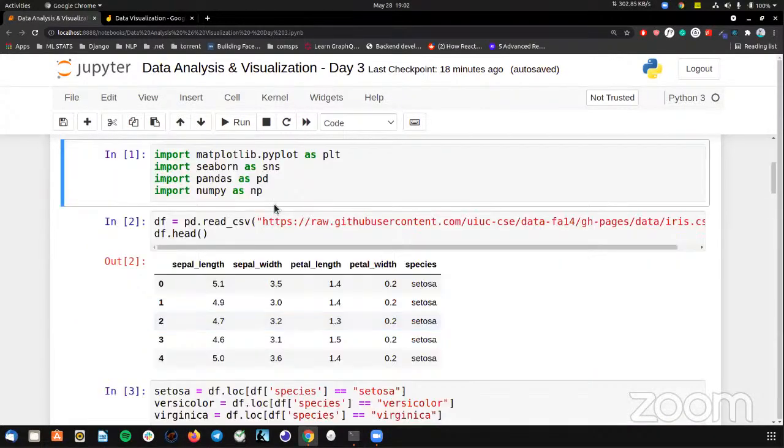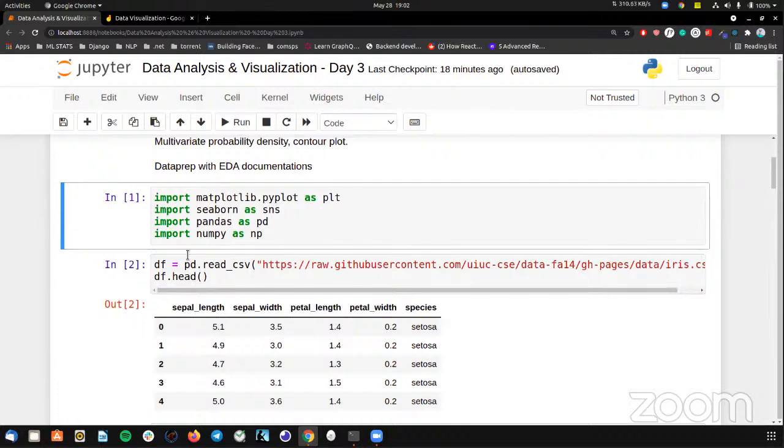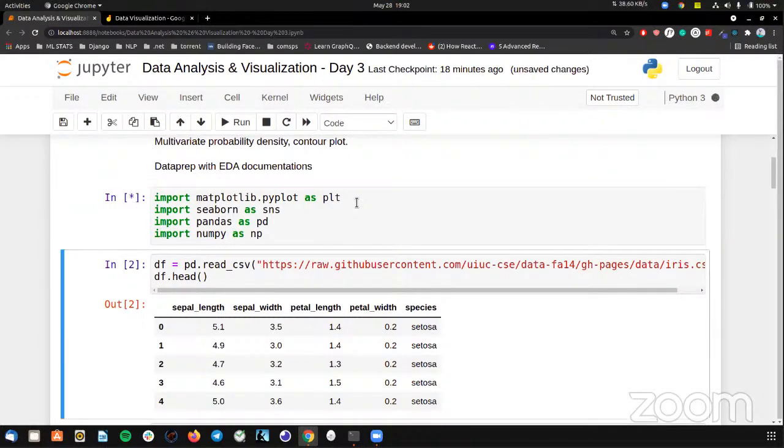Again, I am importing the libraries here. These are the visualization toolkit libraries: matplotlib, seaborn, pandas for data visualization and data manipulation, and numpy for the calculation part. Then I am reading my data set from this particular Git gist. If you go to this address, you will find the entire data frame there, so you can read it directly from the web. You don't have to download it.